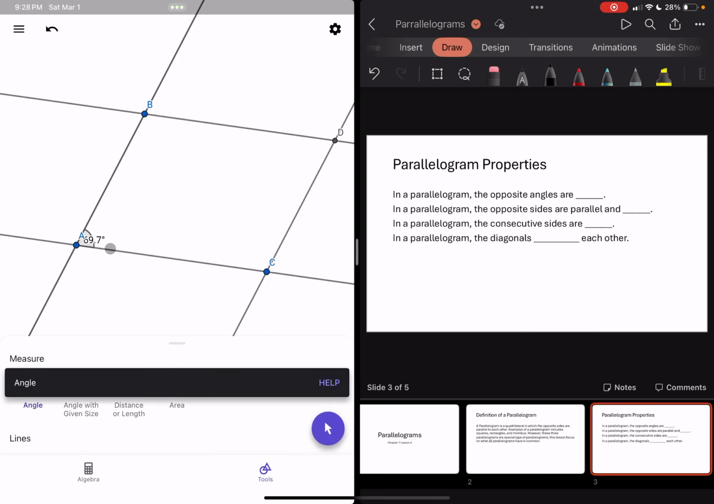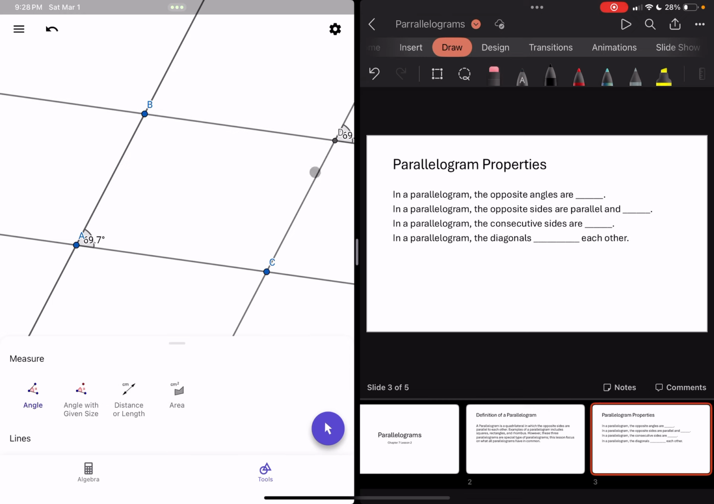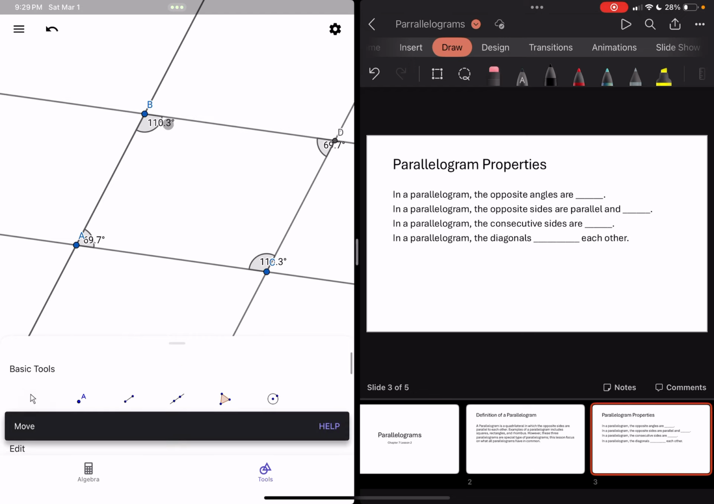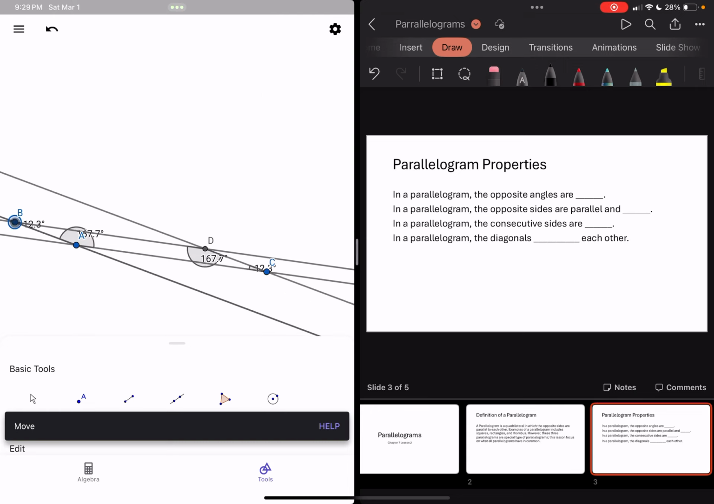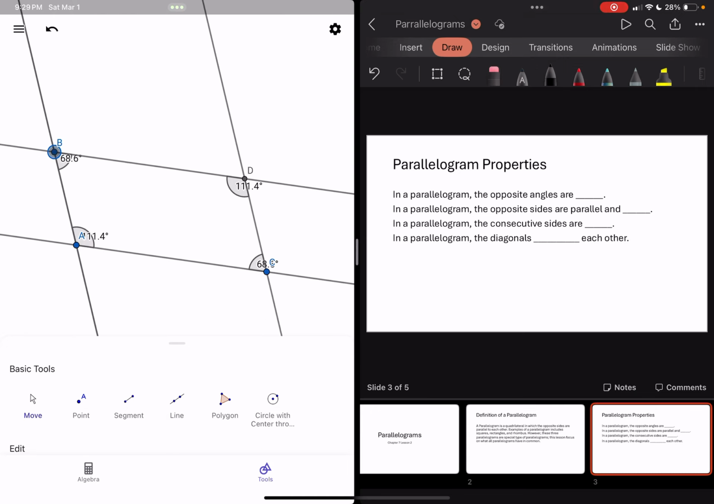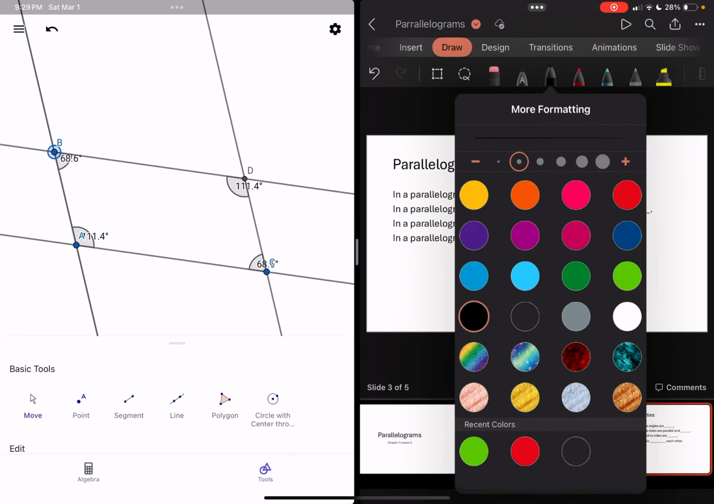So let's see. These two opposite angles are congruent, if you didn't see. So these are both congruent, obviously. Are these congruent? Yes. So if we move around this quadrilateral, well, really this parallelogram, the opposite angles are always congruent. So for every parallelogram that exists, the opposite angles are always congruent.